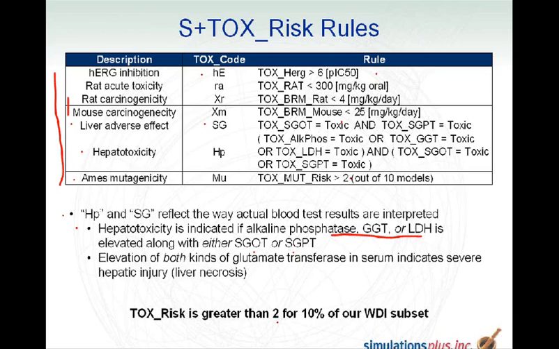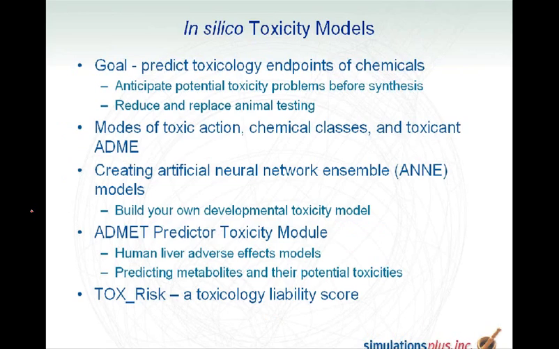So then finally, just going back to the slides and summarizing with this final slide, the goal of in silico toxicity models is to predict endpoints of chemicals that can help to reduce or replace animal testing and also allow you to anticipate potential toxicity problems. So we discussed modes of action, creating artificial neural networks, showed some examples of our models in ADMET Predictor under the toxicity module, and then finally showed the tox risk score. And so thank you, and I'll turn it back over to John.